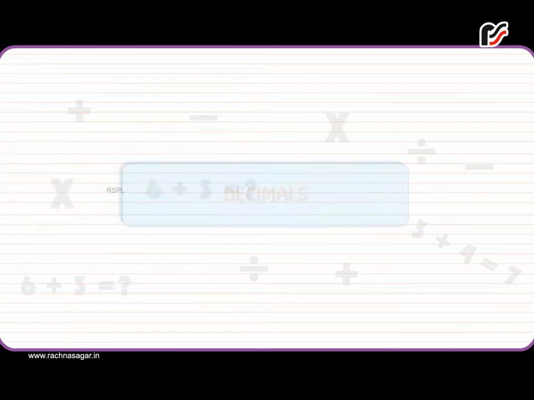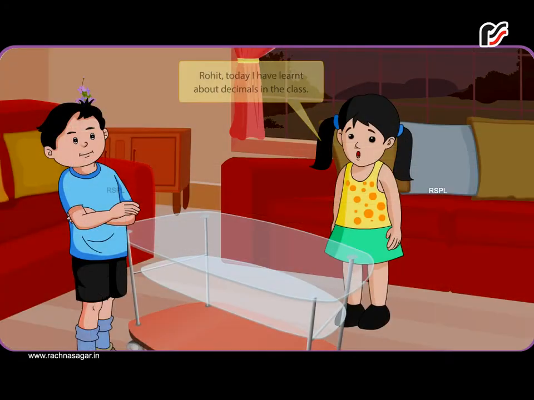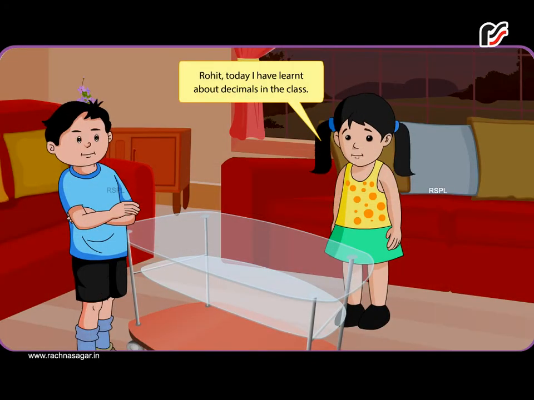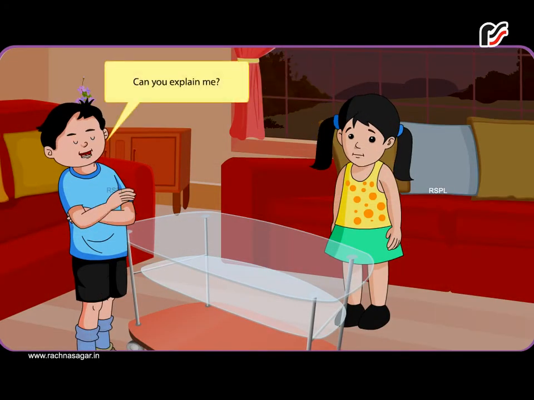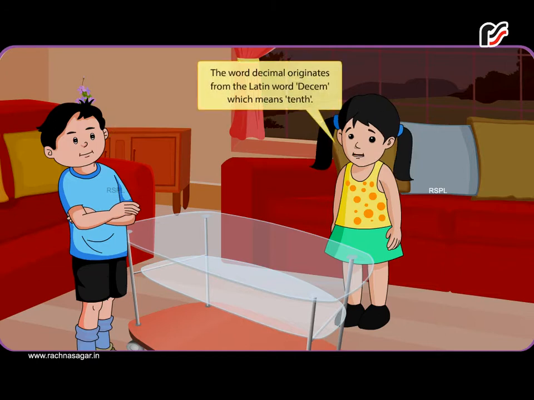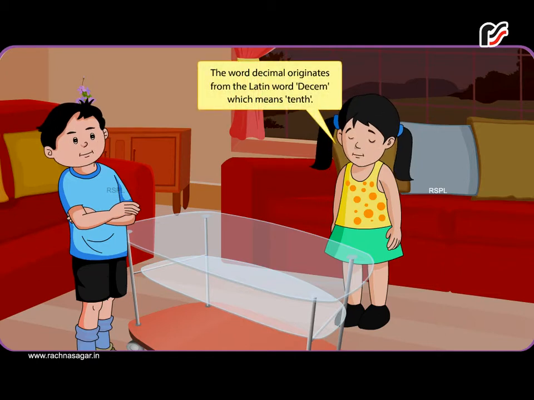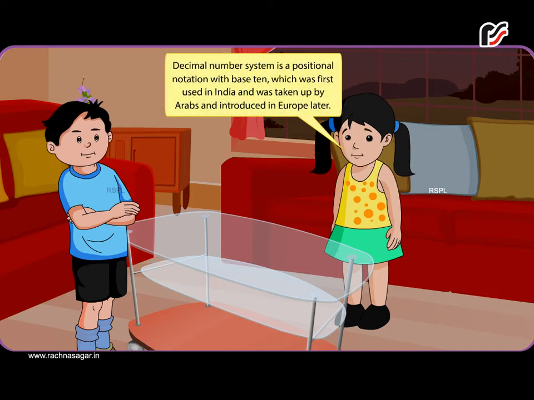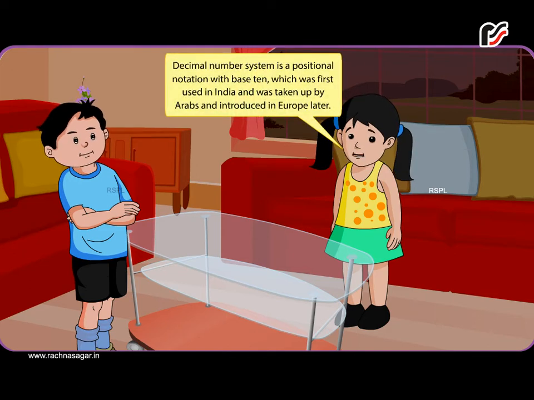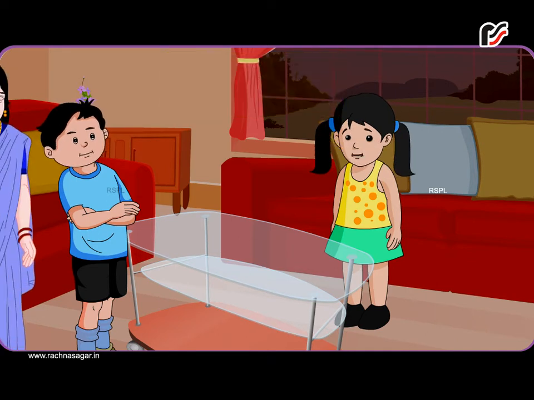Decimals. Rohit, today I have learnt about decimals in the class. Can you explain to me? The word decimal originates from the Latin word decim, which means tenth. The decimal number system is a positional notation with base 10, which was first used in India and was taken up by Arabs and introduced in Europe later.